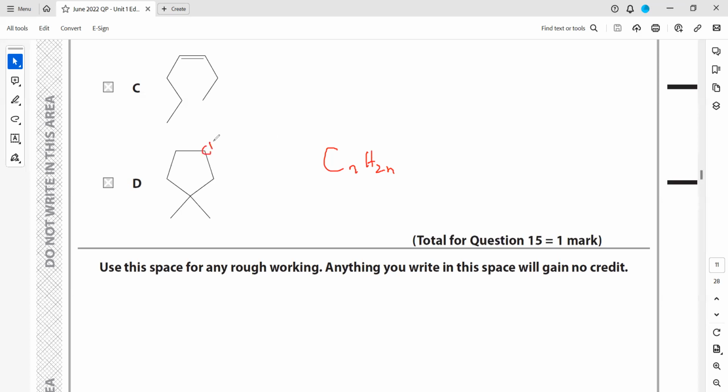And you can also count like this: this will have two hydrogen, this will have two hydrogen, this will have two hydrogen, this will have two hydrogen, this will have three hydrogen, this will have three hydrogen. This won't have any hydrogen, only carbon will be there. So when you even count like this, you will get the same result.